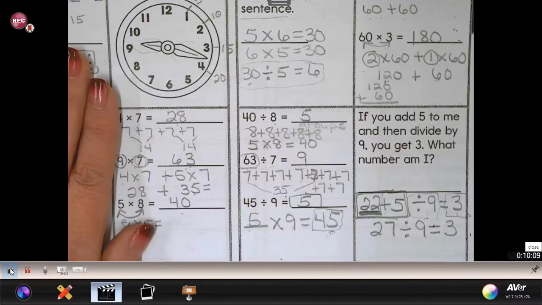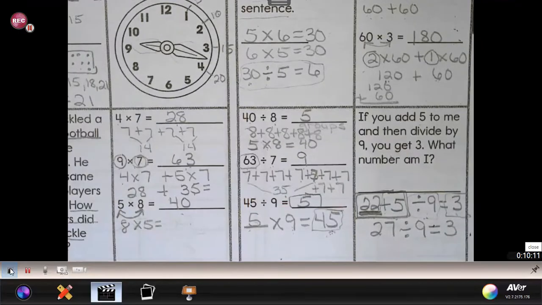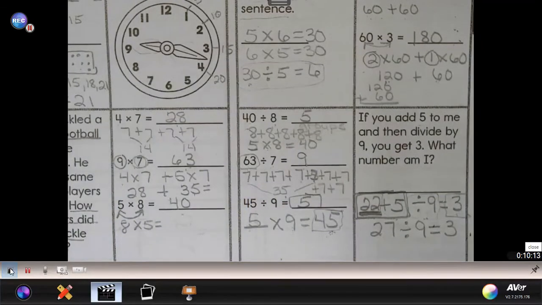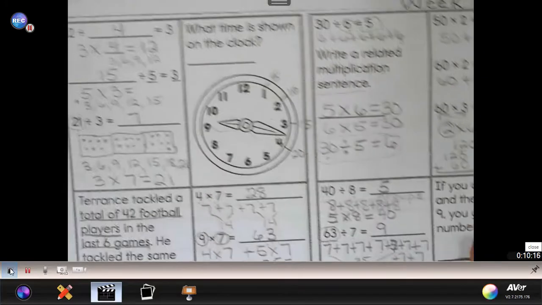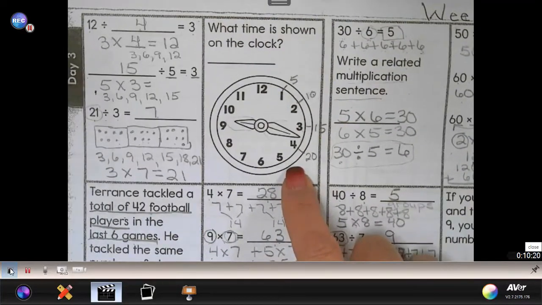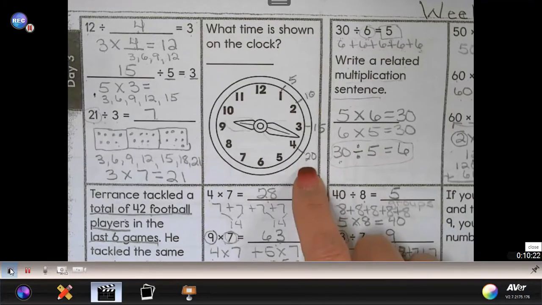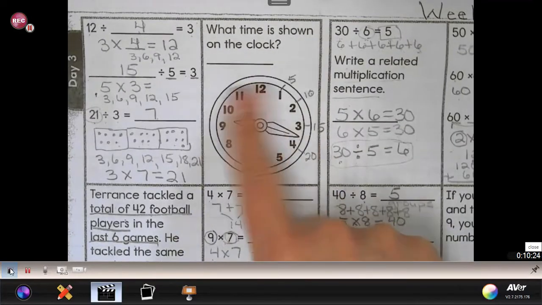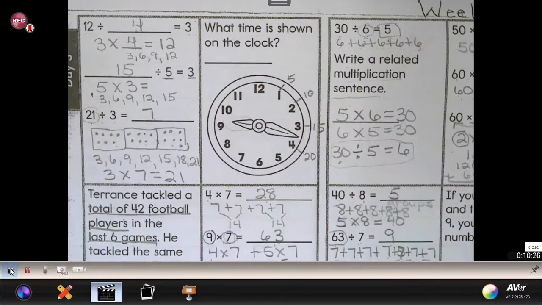So don't forget, we're meeting today and we will be talking about in our chat this problem right here from yesterday. So in your chat, you should know what time this clock is saying, and we will be putting that as our warm-up problem today.